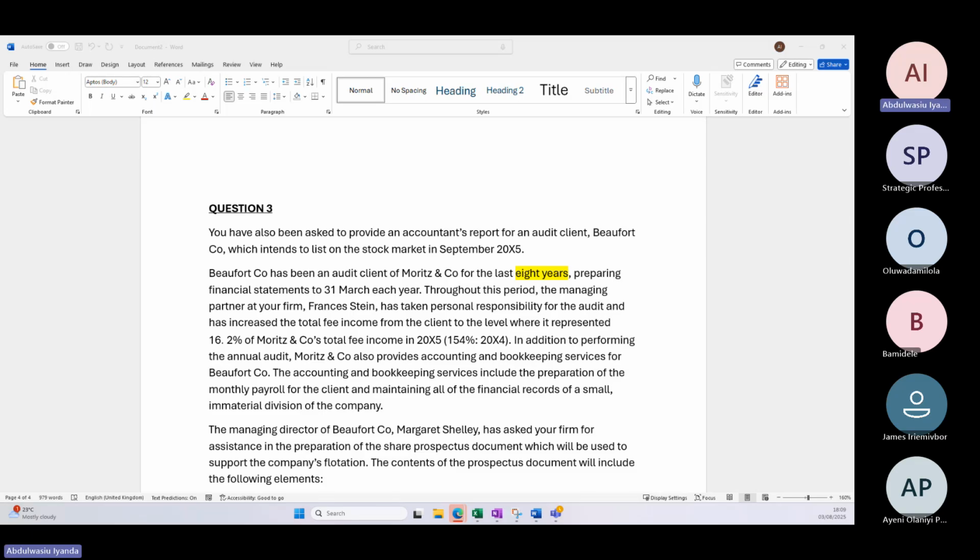Throughout this period, the managing partner at your firm, Francis, has taken personal responsibility for the audit and has increased the total fee income from the client to the level where it represents 16.2% of our revenue in the current year, 20x5. In 20x4, it was 15.4%. So the partner is really trying, because the revenue coming from this client is very, very cool.